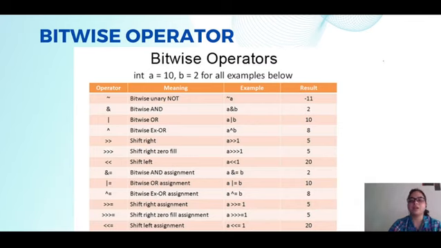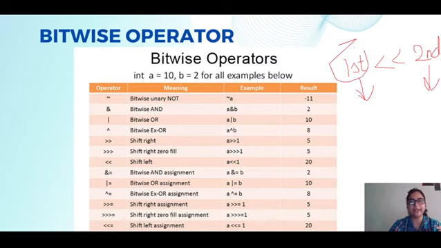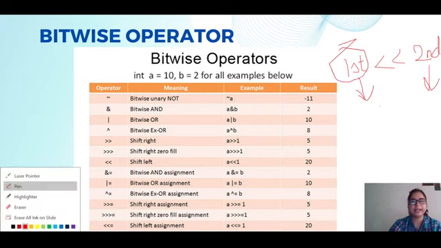Shift left is represented using this operator. The first operand is represented here and the second operand is represented here. The first operand specifies the variable that you want to perform the shift operation on, and the second operand specifies by how many positions that particular variable must be shifted towards the left. Now let's take an example.